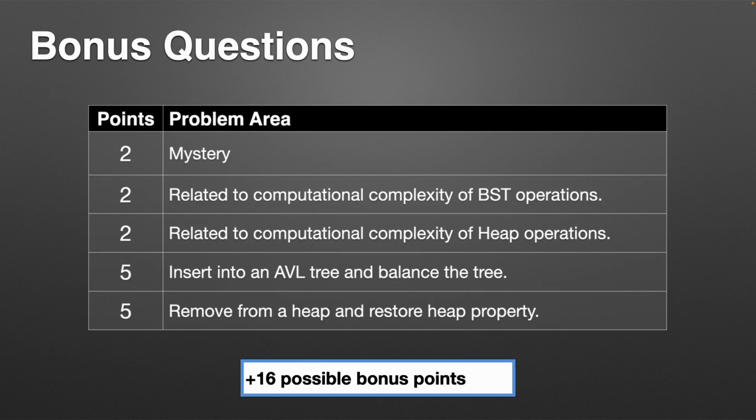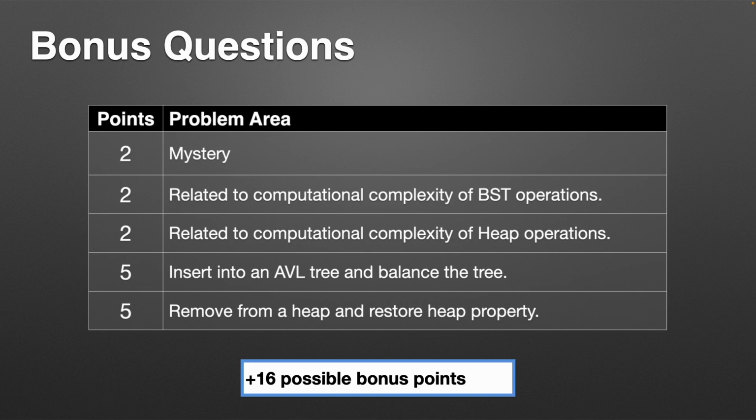For the bonus questions, this is the breakdown. There are 16 possible bonus points that you can get. 3 of them are simpler things. Two of them are related to the complexity of heaps and binary search tree operations. Things like what is the computational complexity of finding an element in a binary search tree or inserting an element, and the same with inserting into a heap.